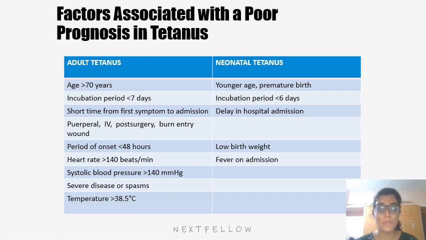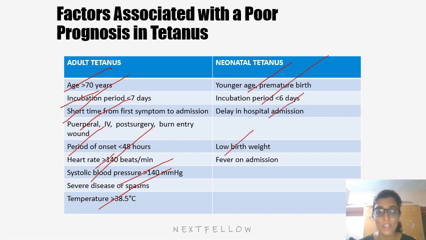So factors associated with poor prognosis in tetanus: adult age greater than 70 years, incubation period less than 7 days, short time from first symptom to admission, puerperal, IV, post-surgery, burn entry wound, period of onset less than 48 hours, heart rate more than 140 beats per minute, systolic blood pressure more than 140 mmHg, severe disease or spasm, temperature more than 38.5 degrees Celsius. In neonatal tetanus, the poor prognostic signs are younger age or premature birth, incubation period less than 6 days, delay in hospital admission, low birth weight, and fever on admission.